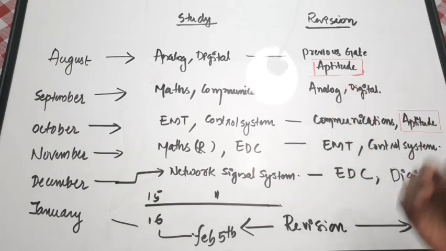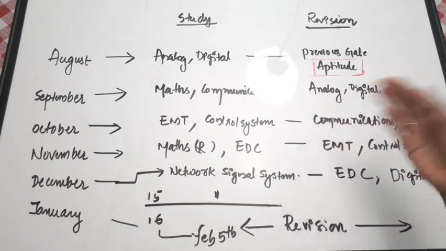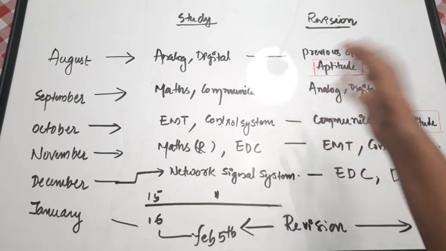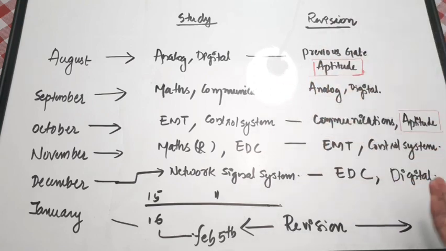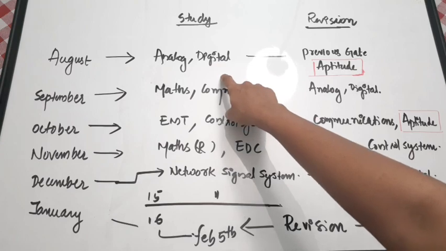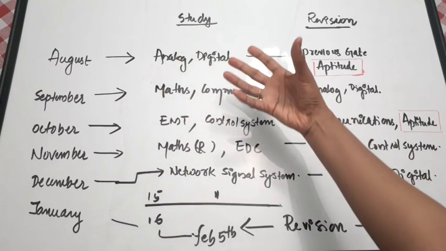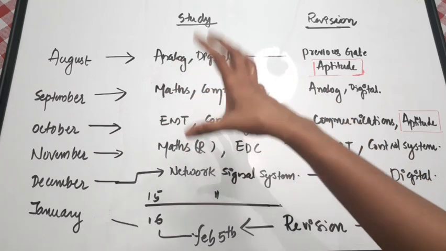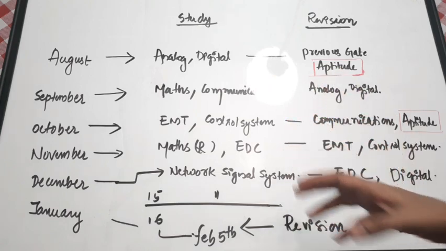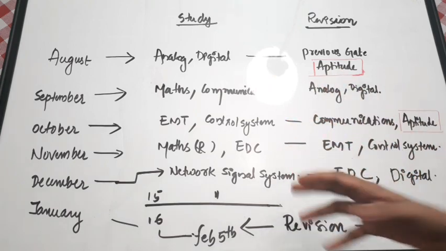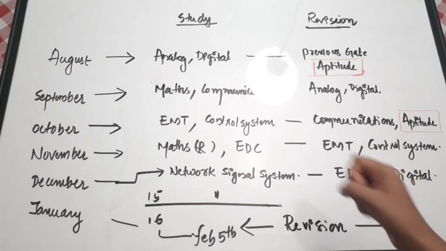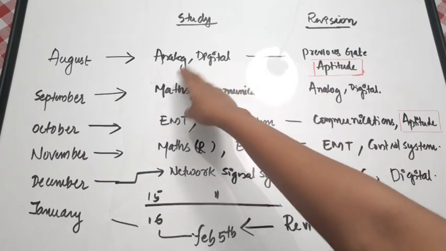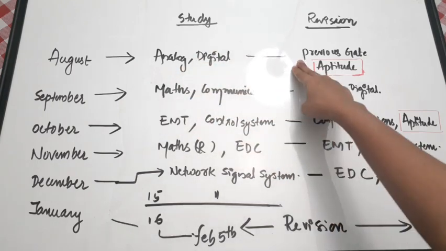The revision you are also doing alternately. That is, on one day you are revising one subject, and the next day afternoon you will be revising the next subject. Likewise. So the revision is also something you are going to plan. Here you'll be studying analog and digital in the August month, whenever you are starting a preparation. I would suggest you to start the preparation as soon as possible. You'll be studying analog and digital on alternate days, and then you'll be revising.